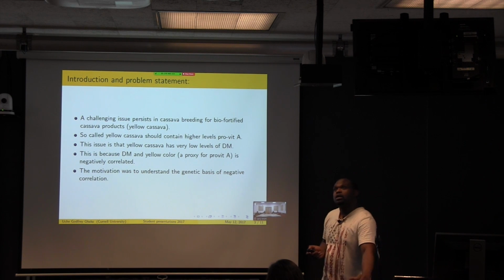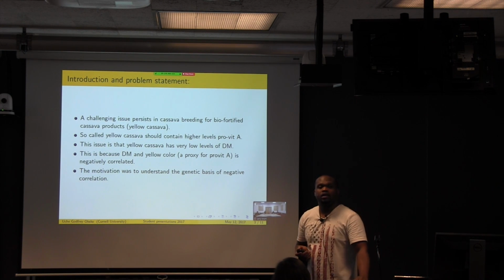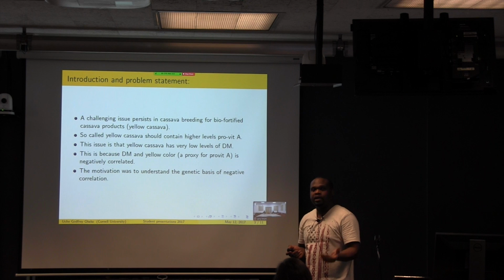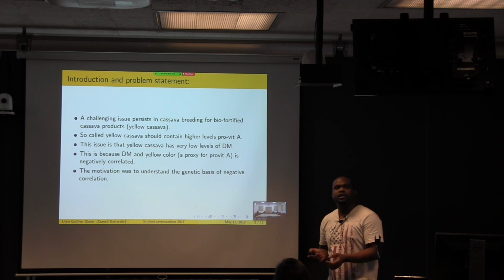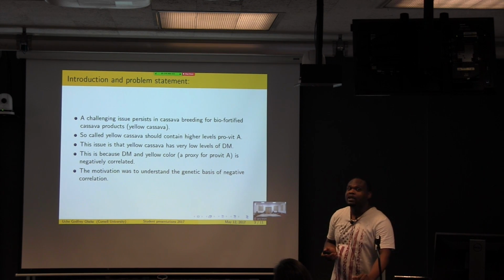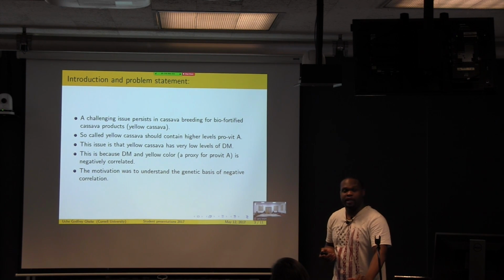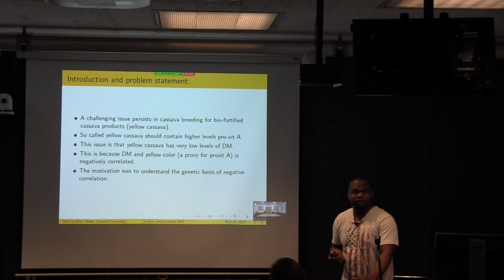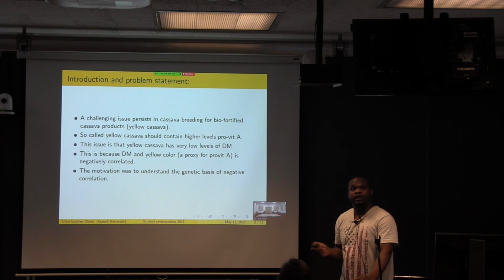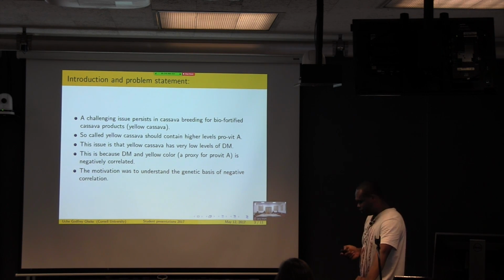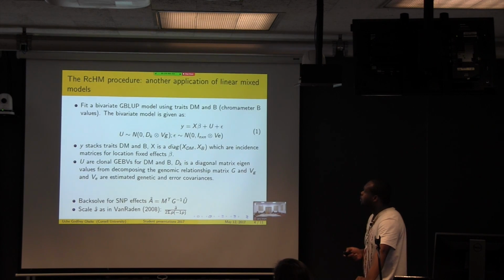So there have been reports, mainly in most African breeding programs, of a negative correlation between dry matter and this yellow coloration of the tubers. And there have been counter reports in South America, like in CIAT, Colombia. They don't see this negative correlation. So we think it's majorly in the African germplasm. So the motivation is to understand the genetic basis of this negative correlation.